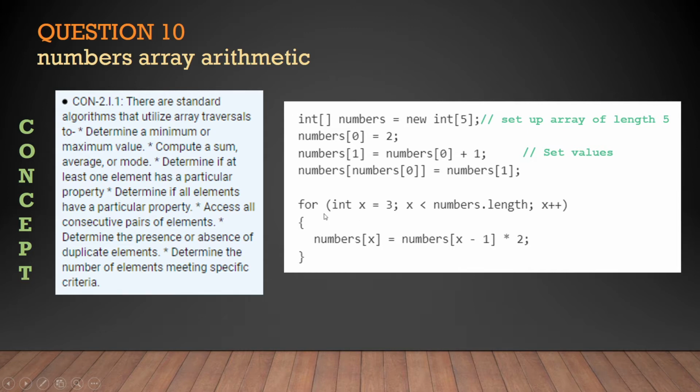Okay, so it says here for int x equals 3, x less than numbers dot length, x plus plus, numbers x equals numbers x minus 1 times 2. Okay. So here's the question. So this is actually just setting more values in the array. So let's do the question.